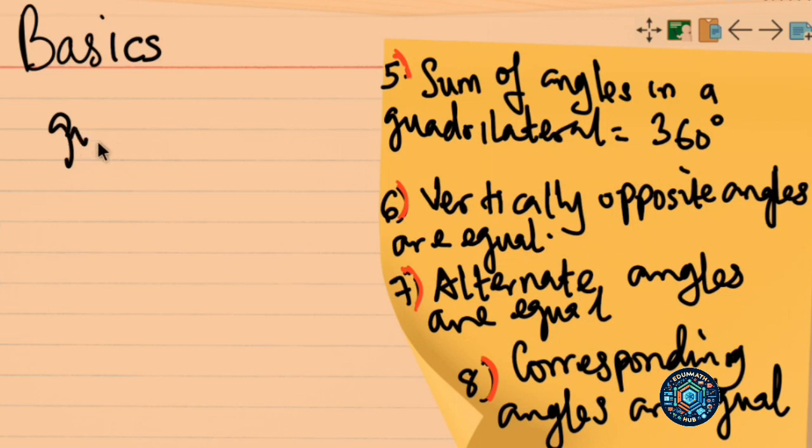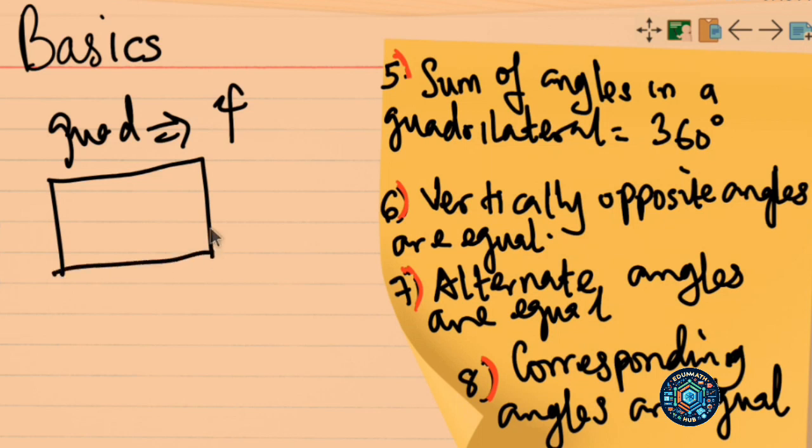So quadrilateral, quad is from the word 4, so it means 4. Lateral means side. So this is a 4-sided figure. A quadrilateral is a 4-sided figure. So any 4-sided shape, as far as that's 4 lines bounding it, is a quadrilateral.